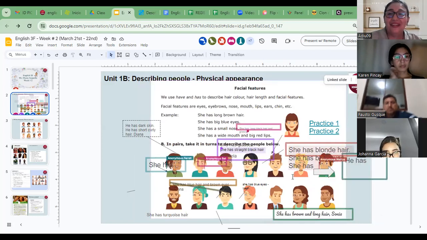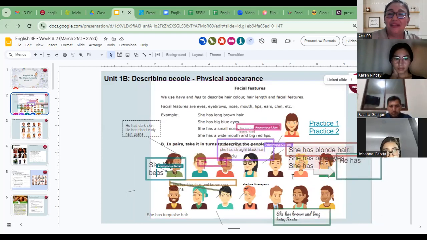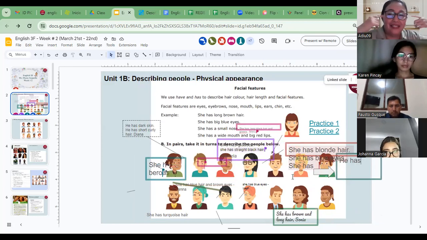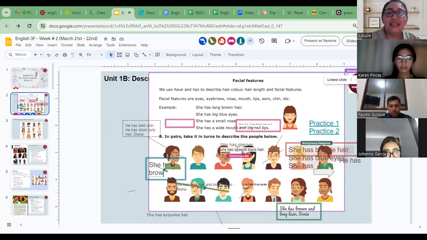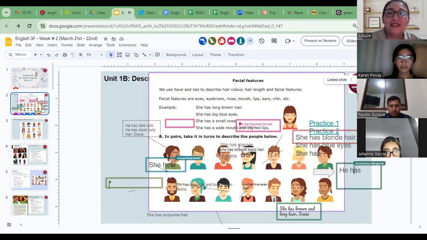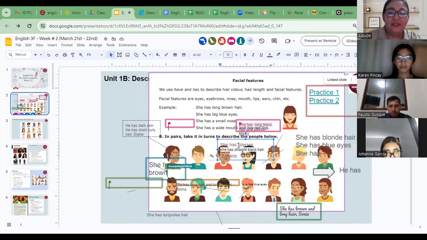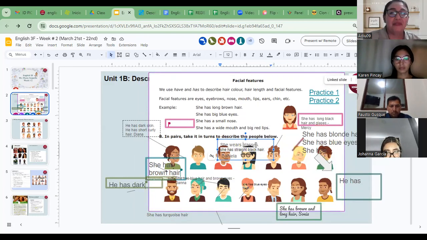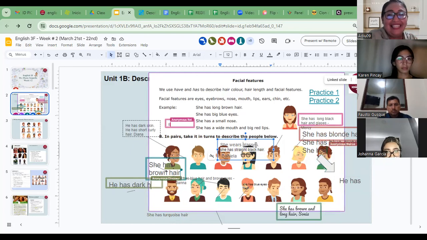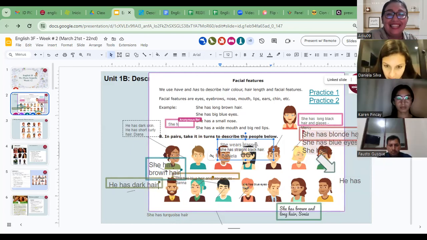Okay, good. She has brown and long hair. What about her glasses? I think she's wearing glasses too, right? Okay, let me see who else. She has got, or she wears glasses. We could say she wears glasses. She has straight black hair. Daniela, can you read your description? She wears glasses. She has straight black hair.